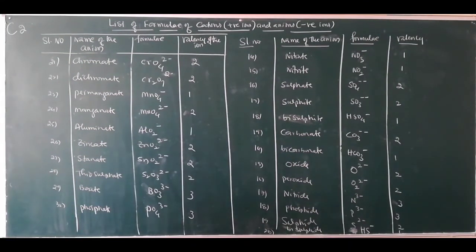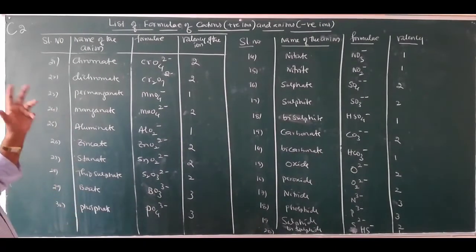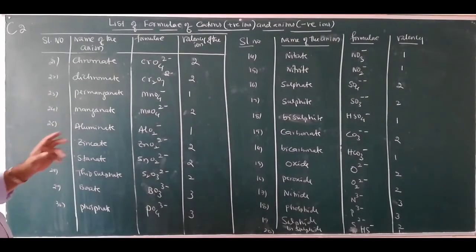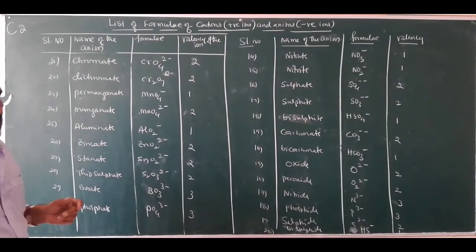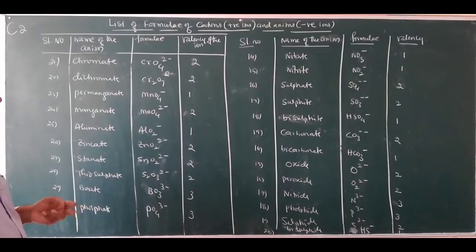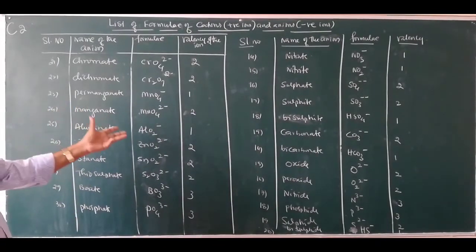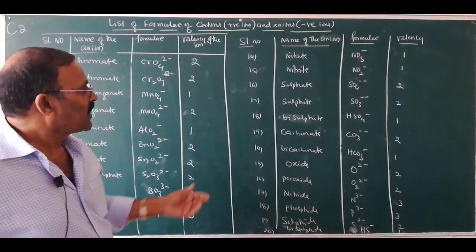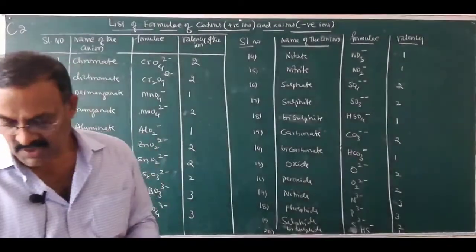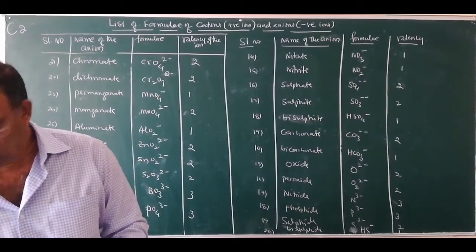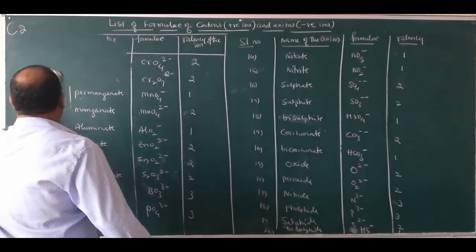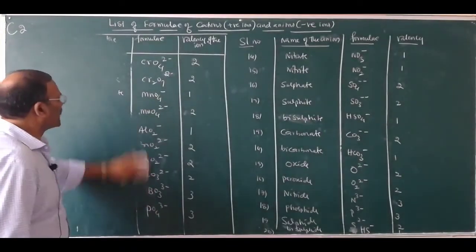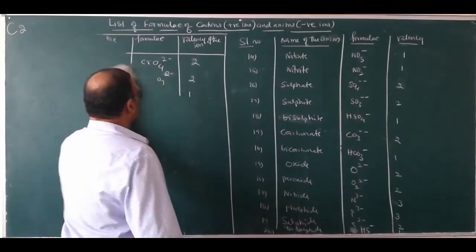So these are some of the important formulas of cations and anions. While writing the formula of a compound, you have to remember the formulas of cations as well as anions, which I have given here. Then I will tell you some important notes regarding how to write the formula of a compound.